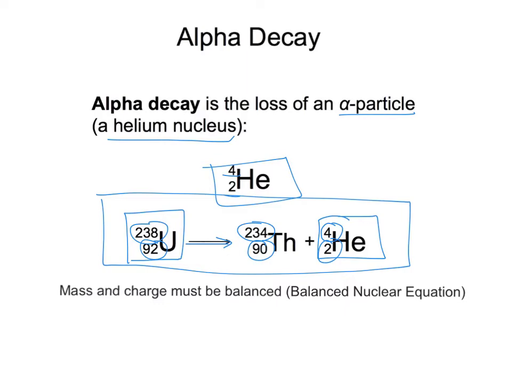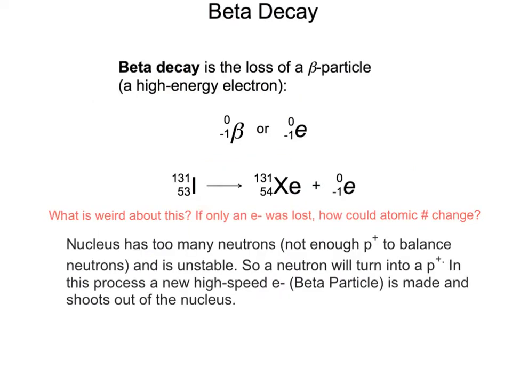This is a nuclear equation. It has to have balance, just like a chemical equation. We have to have our mass and charge both be balanced, and the balancing is going to be determined based on what you lose, what is being decayed, essentially, what is coming out of the nucleus. This is alpha decay. Next is beta decay.